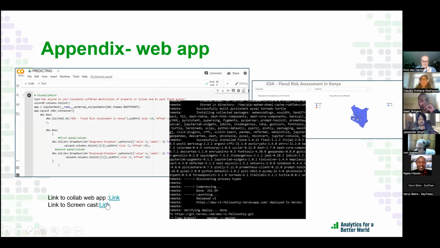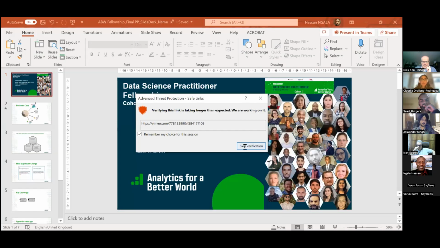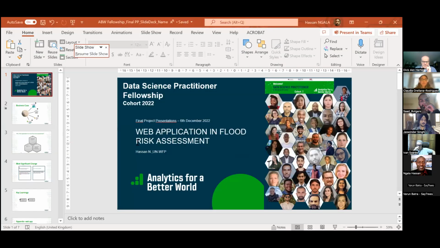So let me jump right to the application. I will showcase the Vimeo. I recorded the working of the application on Vimeo. But of course, if we have extra time, I can run the application itself on my machine, and then you can see how you can interact with the various features in the application.